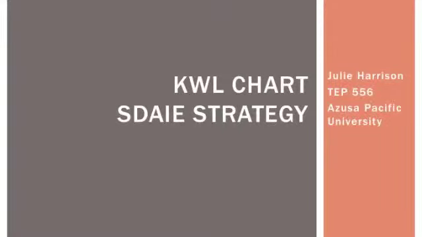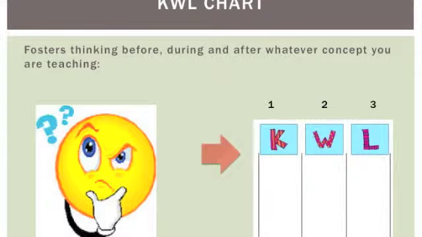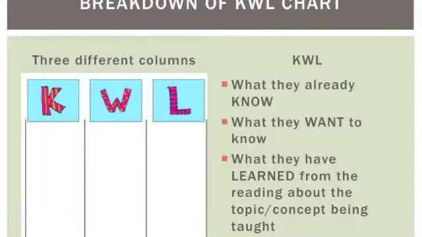This is the SDAIE Strategy KWL chart. This strategy enhances comprehension by activating prior knowledge to new concepts. It can be used for any grade level and subject matter being taught. It is used in the beginning and the very end of a lesson and can be used independently or as a group learning experience. The KWL chart consists of 3 different columns.